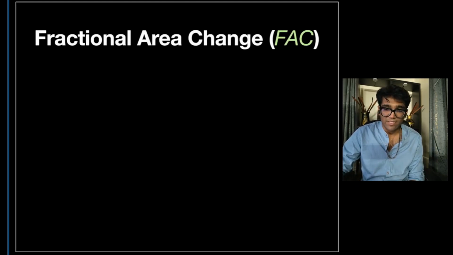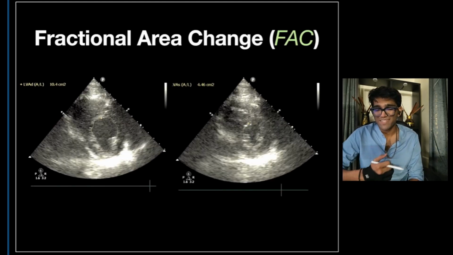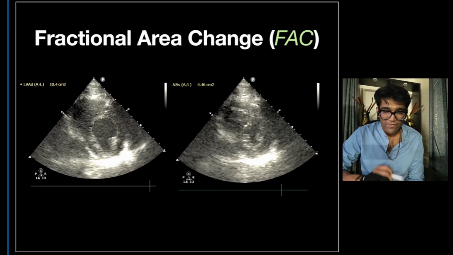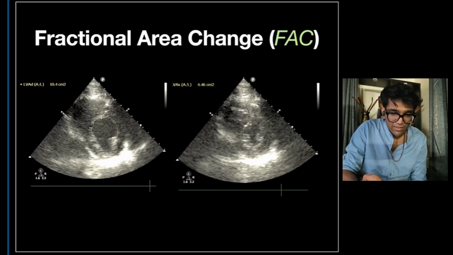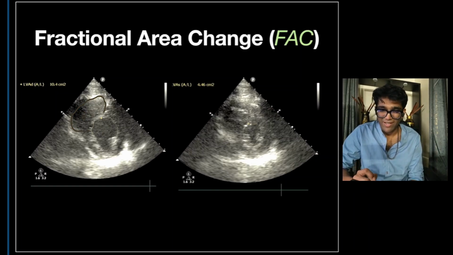Now the next thing that we're going to see is the fractional area change. So now we're going to take a two-dimensional slice through a three-dimensional structure. Although it's not very clear here, this is the apical four-chamber view, and this is the RV and this is the LV. Clinically we usually get such views, so it's not that odd.